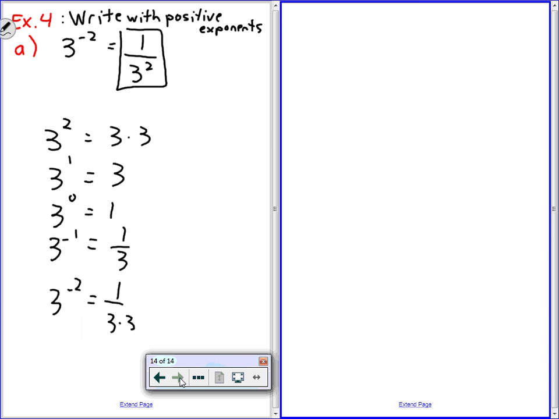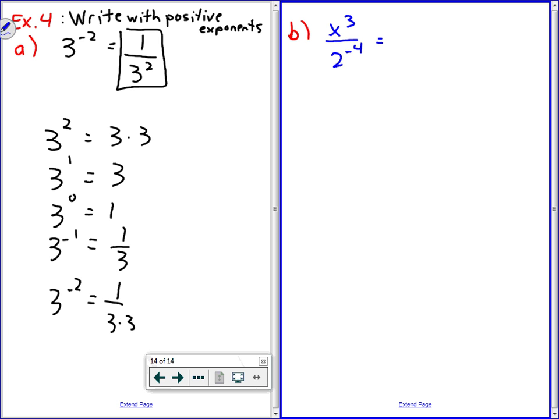Okay, here we go. How to write with negative exponents. You know, this one is difficult, okay? So do not feel bad if you don't get this one initially, okay?